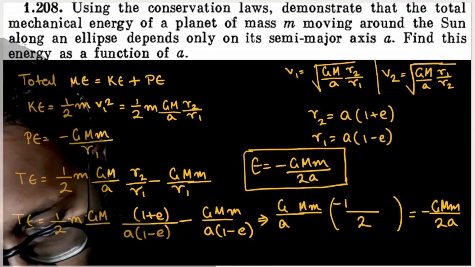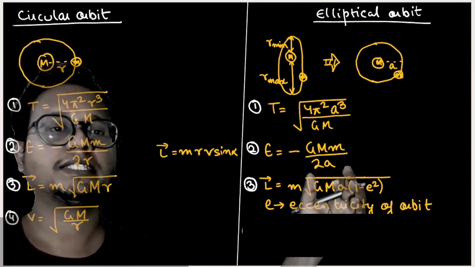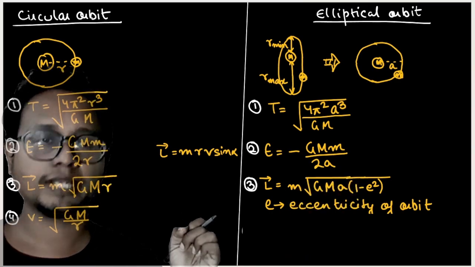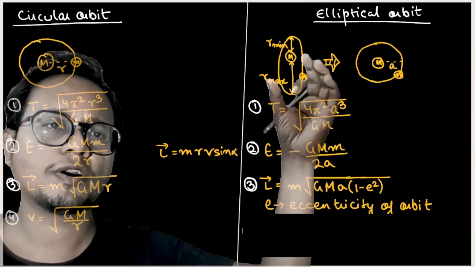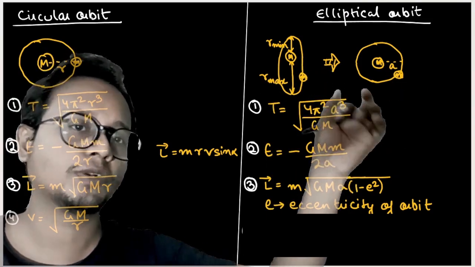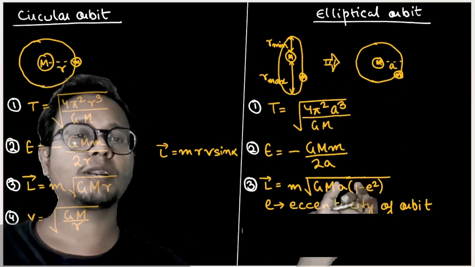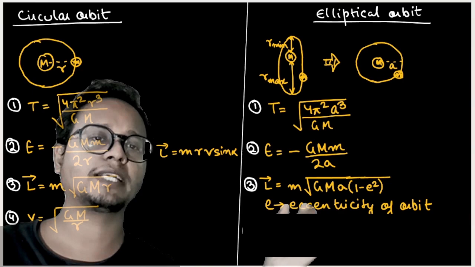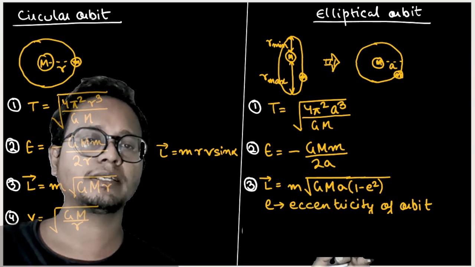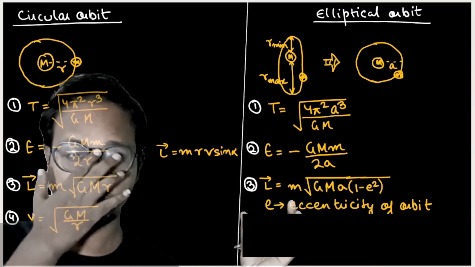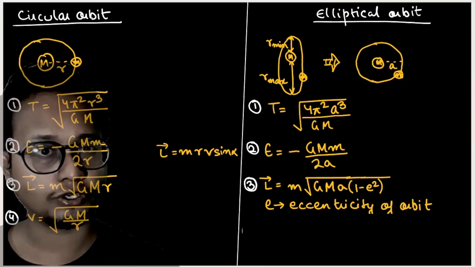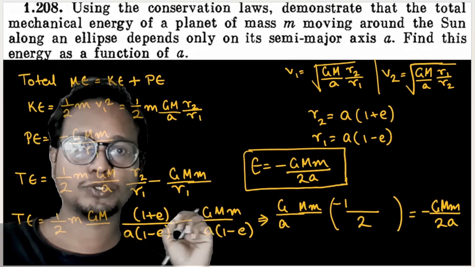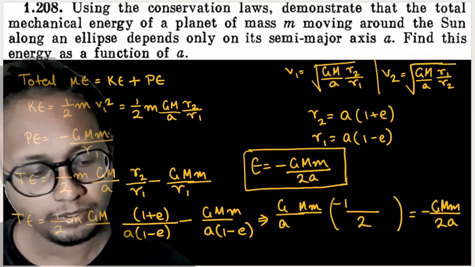See, G capital M small m divided by 2A. So this is the formula that you must remember. The shortcut to remember the formula is to convert the elliptical orbit into a circular orbit. In angular momentum, there is another parameter of 1 minus e square that you have to remember, and velocity becomes somewhat like this. So this is the formula that you must remember. The actual derivation, instead of using the shortcut, is the thing that I have shown you out here.